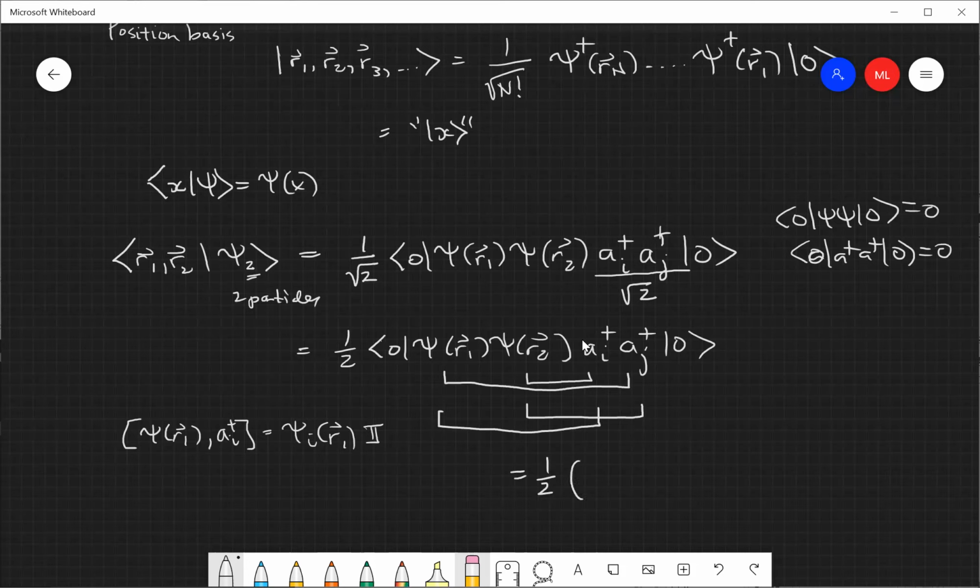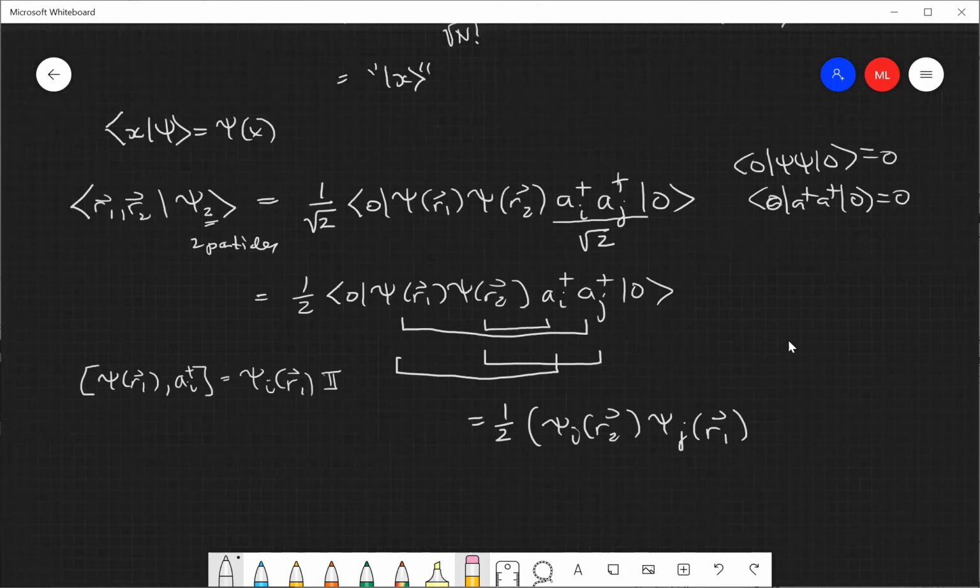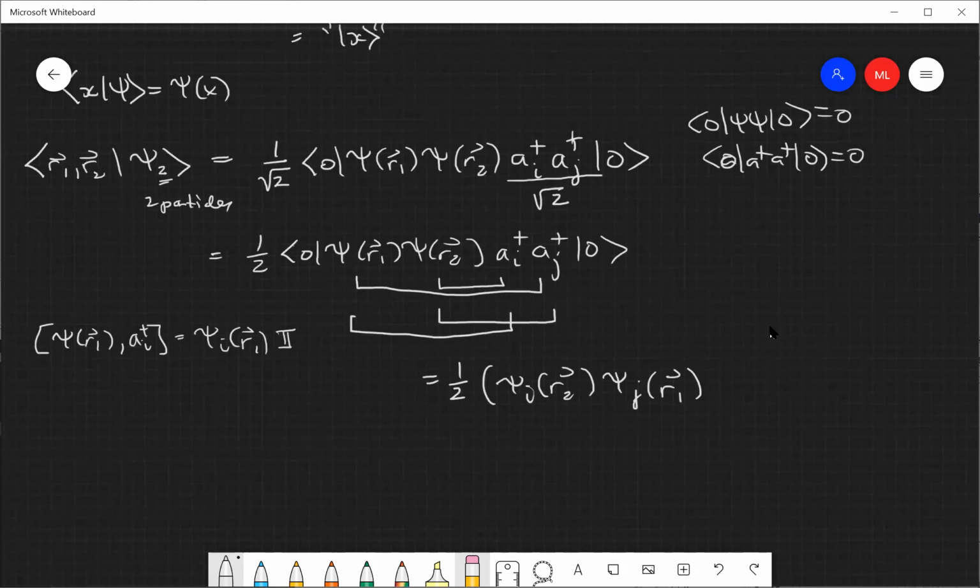So for this first contraction, you just get psi_i(R2) times psi_j, and these are the wave functions now, psi_j(R1). And then for the other one, you get these two guys, and it would be plus or minus depending on fermions or bosons, because we require one exchange of these operators to make the two contracted guys next to each other. So you'd have a plus or minus for fermions and bosons.